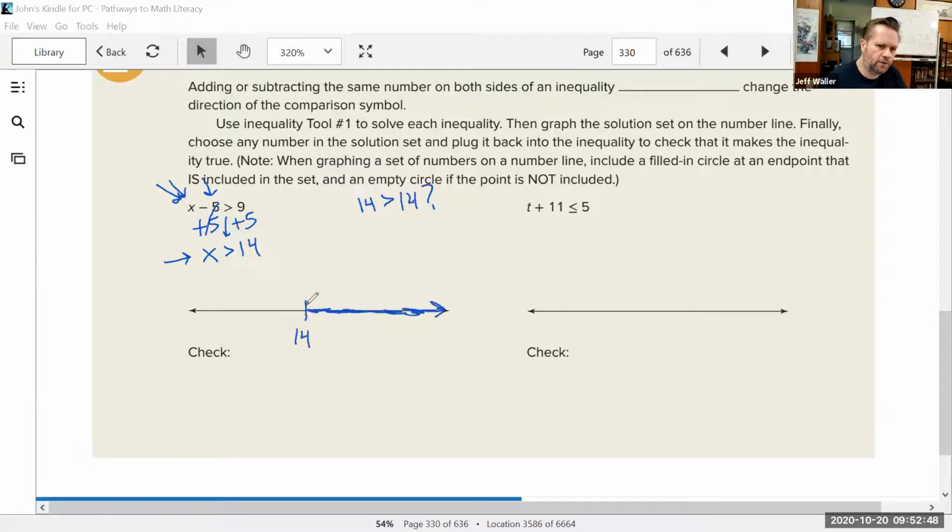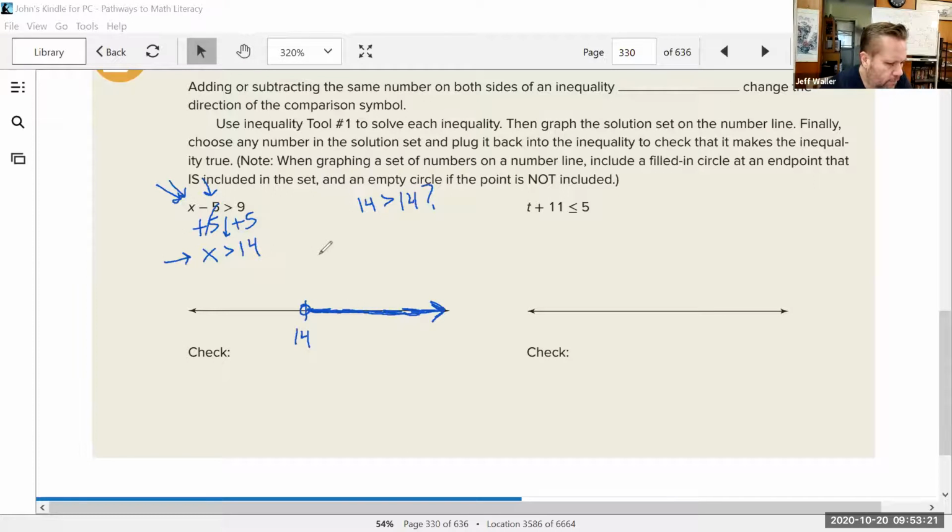And then I'm going to put a circle on 14. Do I shade that circle or not? Well, if I'm shading where all the answers are, is 14 an answer? No. So I'm not going to shade it. I'm going to leave it what we call an open circle, not a closed circle. So that means that 14 doesn't work, but everything above 14 works.